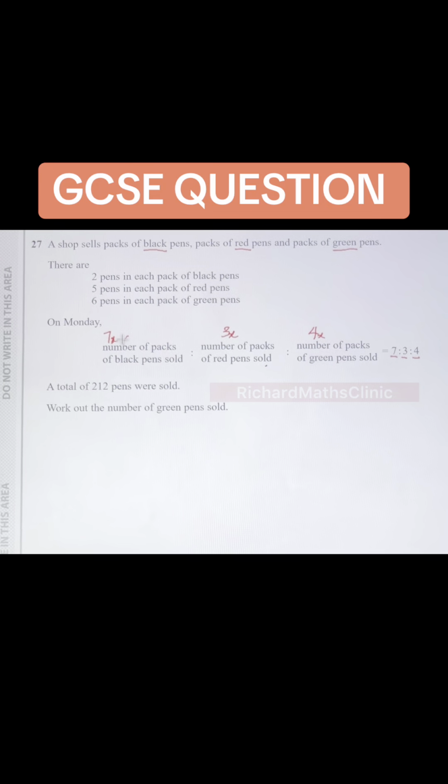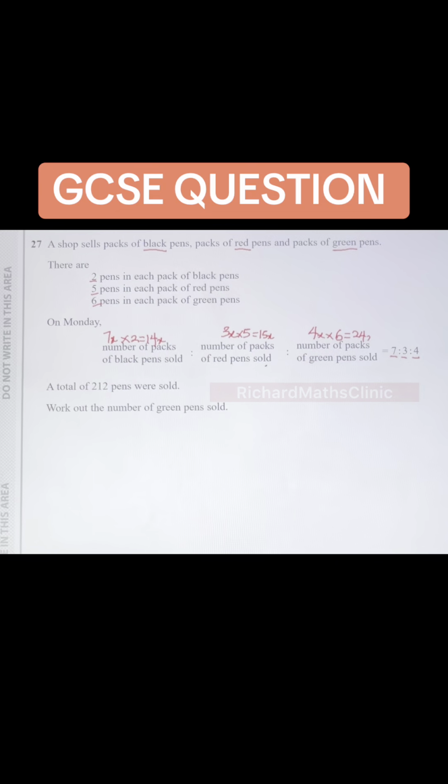for each. Okay, so the first one, if there are 2 pens in each pack of black pen, that is 7 times 2. That will give me the total number of pens for the black, which is 14x. Next is red, 3x, with 5 pens in each pack. That will give me 15x. And lastly, for green pens, which have 6 pens in each pack, that is 4x multiplied by 6, which gives me 24x. I hope you're following.